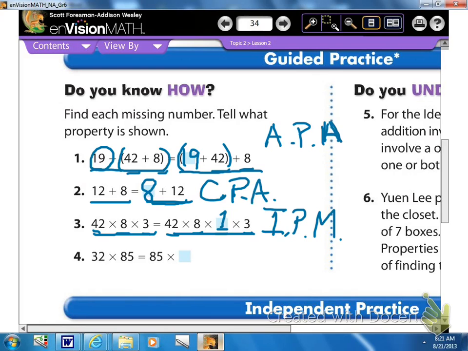And number 4, 32 times 85 equals 85 times what? What's the missing number? Well, for that to be balanced and equal, this must be 32. And what property would this be? Well, the only thing that's changed here is the order. So the numbers have traveled. This must be the commutative property of, this time, multiplication.